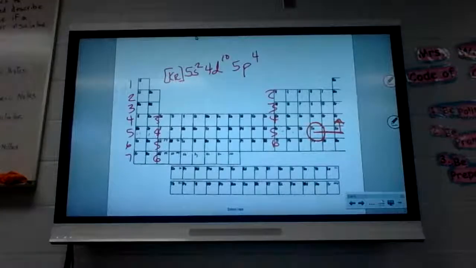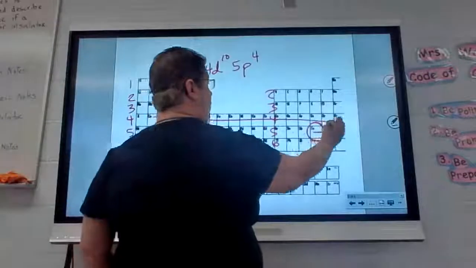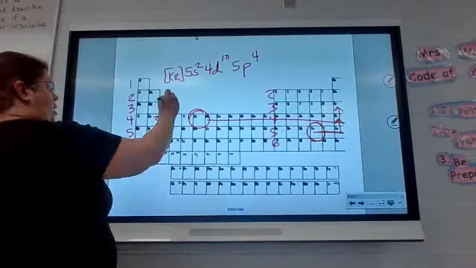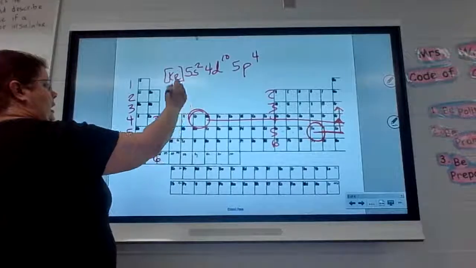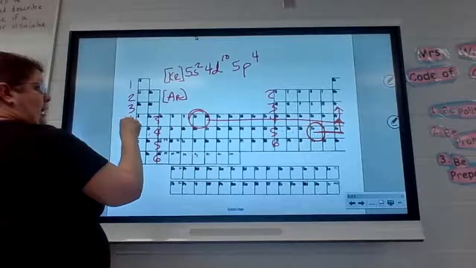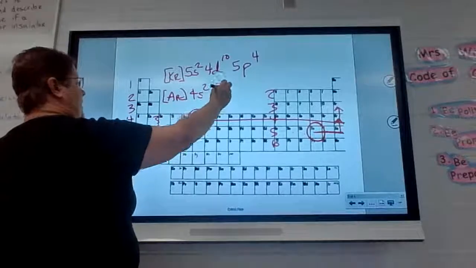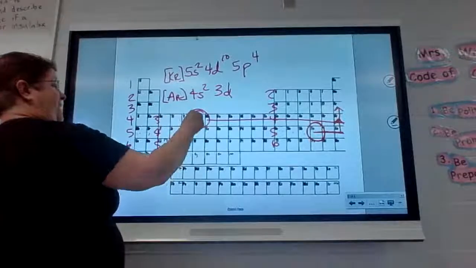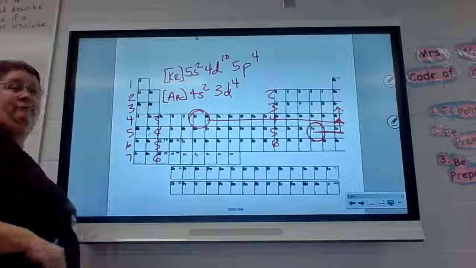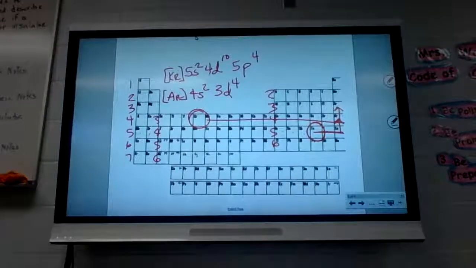All right, if we go back and do CR. CR is here. To the end of the row, and up one would be what? AR. All right. We'd be here. What do we have? 4S2. 3D. 10. We're going to CR. Oh, 4. That's it. That's shorthand. Everybody got it? Yeah. Okay.